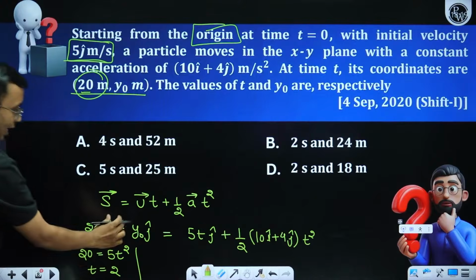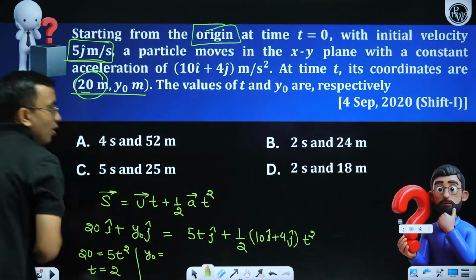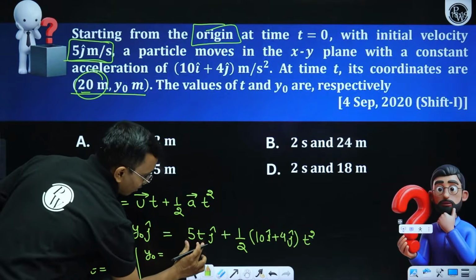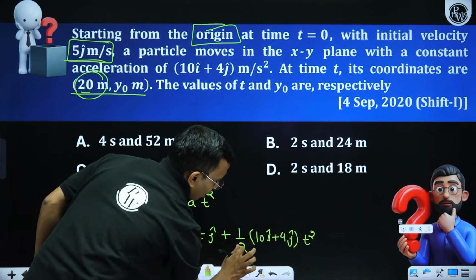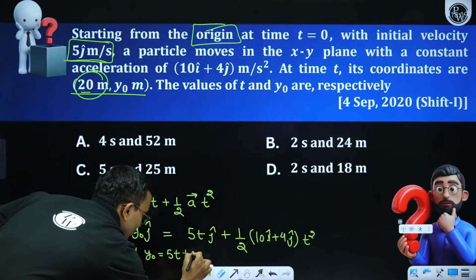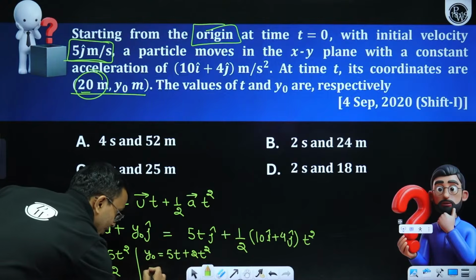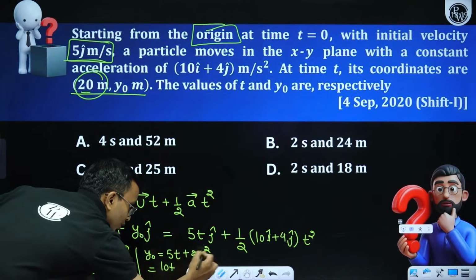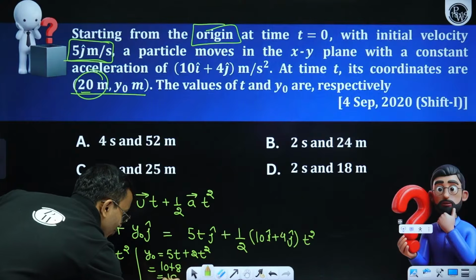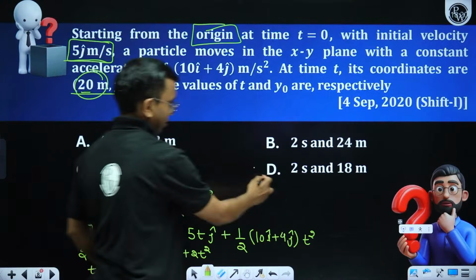Then on the left side j cap is y naught. On the right side j cap is 5t plus 2t square. What is t? t is 2. Put 2 here: 10 plus 2 into 4, 8, 18. So the answer comes out to be 2 comma 18. Fourth option.